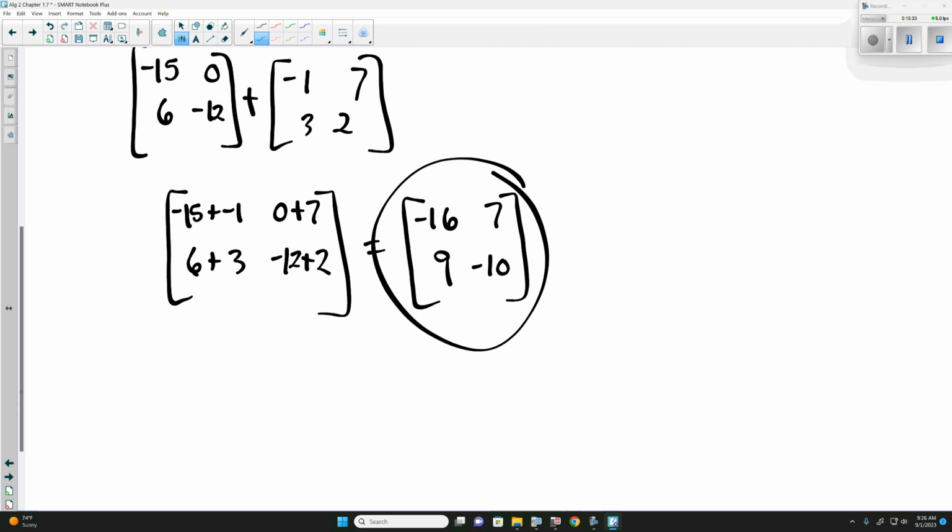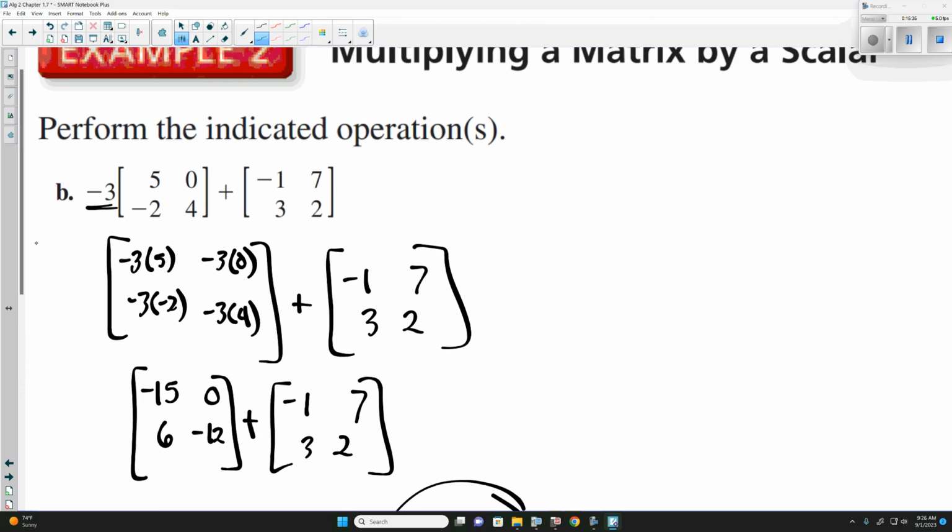Now, again, we could plug this into the calculator. I would define this as matrix A, and this is matrix B, and say negative 3A plus B. And the calculator will do it for us. So especially when we have multiple scalars and addition, subtraction, it could be faster to do it in the calculator. Questions on any of this here? Well, let's look at the next one.